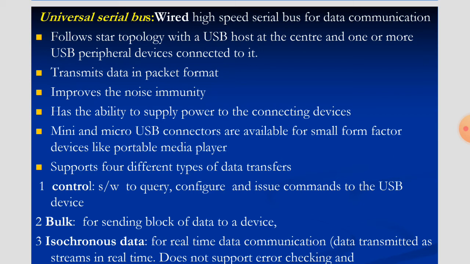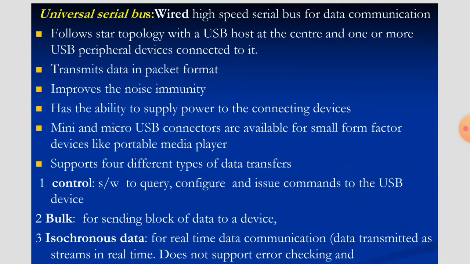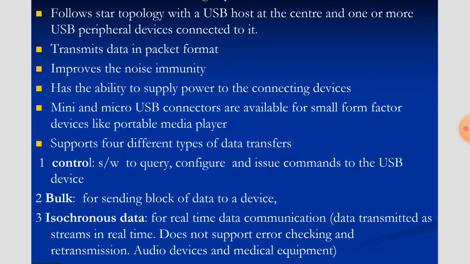That means the USB host is at the center, and one or more USB peripheral devices are connected to the center USB. That's why it is known as star topology. If you know the star structure, you will understand one device will be the host in the center, and many USBs connected to that center USB. It mainly improves the noise immunity. The noise is very less in this case of communication, and it has the ability to supply power to connected devices.